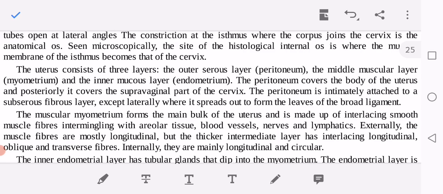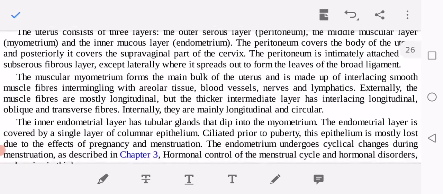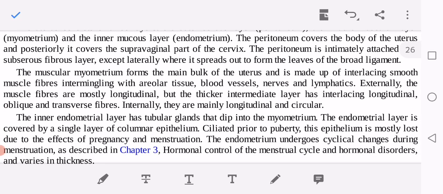The muscular myometrium forms the main bulk of the uterus and is made up of interlacing smooth muscle fibers intermingling with the arteriolar tissue, blood vessels, nerves, and lymphatics. Externally, the muscle fibers are mostly longitudinal, but the thicker intermediate layer has interlacing longitudinal, oblique and transverse fibers. Three types of fibers, okay? And internally, they are mainly longitudinal and circular fibers.